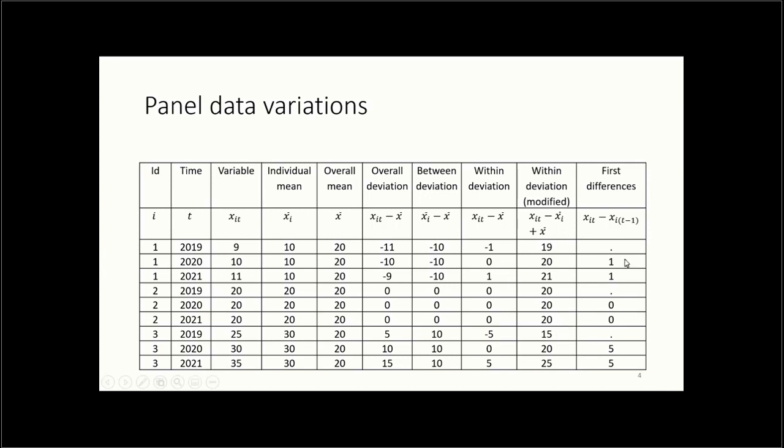And the final column here considers first differences. So here we have x_it minus x_i,t-1. This is basically how we calculate the first difference. We take each value for an individual minus the value for this same individual in the previous period. So for the first observation, we have a dot, a missing value, because we can't take the difference with the previous period. Here we have 10 minus 9 is 1, and 11 minus 10 is 1. And again, same calculations for the other people, and this is how we have the first differences.